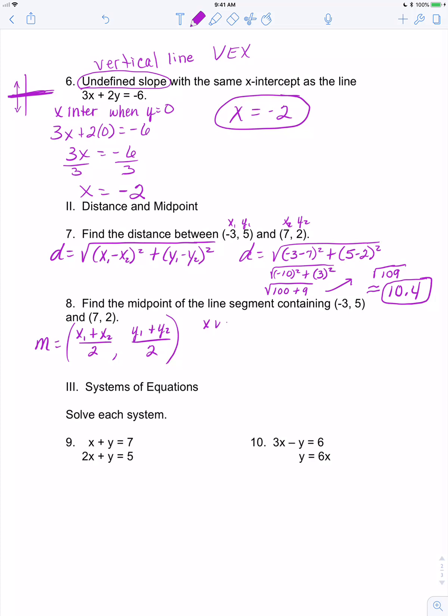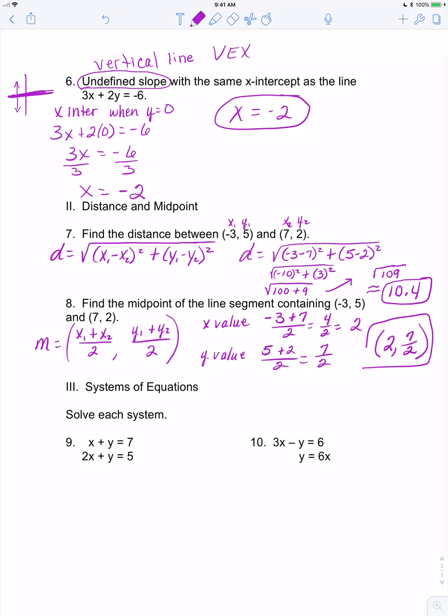So if we are looking for the x value, we're going to take those two, -3 plus 7, and divide by 2. And so -3 plus 7 is 4, divided by 2 is 2. For the y value, we're going to add up our y values, so 5 plus 2 divided by 2. So 5 plus 2 is 7 divided by 2, that just stays 7/2. We can't reduce that, and we like fractions. So now our ordered pair, x value 2, y value 7/2, there is your midpoint.